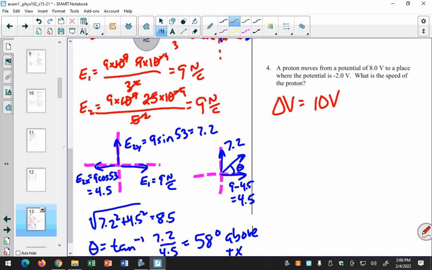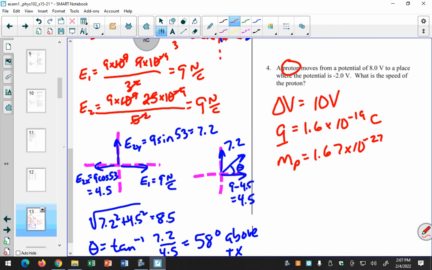I'm pretty sure on your exam that it's similar, or I'm moving from a positive to a negative or vice versa. So that instead of taking the difference, that is instead of saying 6, you're going to be actually adding the magnitudes of those values together, so 10. So my delta V is 10 volts, and my charge, notice this is a proton, so my charge is 1.6 times 10 to the minus 19 coulombs, and my mass of the proton is 1.67 times 10 to the minus 27 kilograms. Those are on your equation sheet.